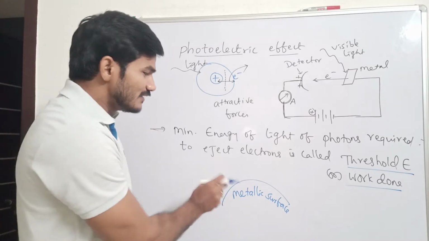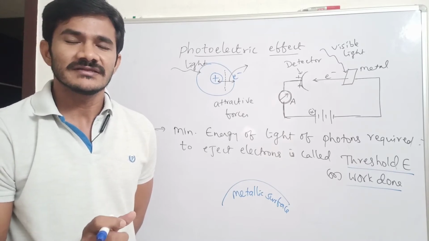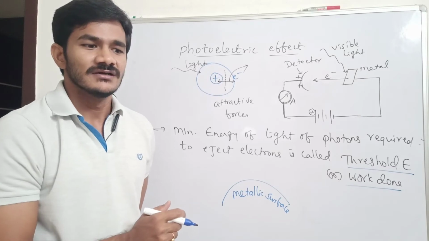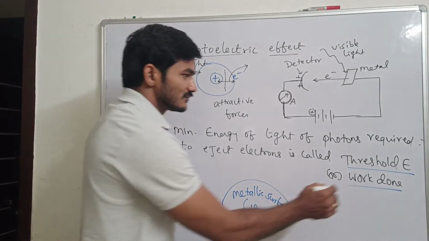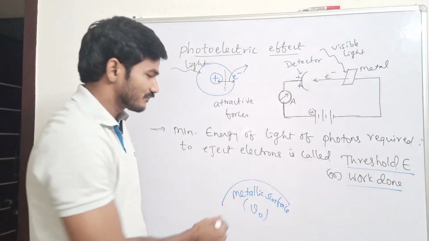Similarly, every metal has a characteristic frequency. That characteristic frequency is said to be the threshold frequency. I am writing that threshold frequency as nu naught. Threshold energy in the form of threshold frequency nu naught.